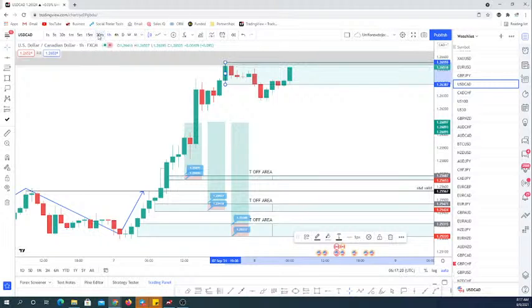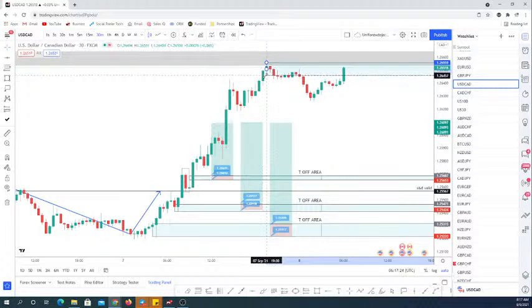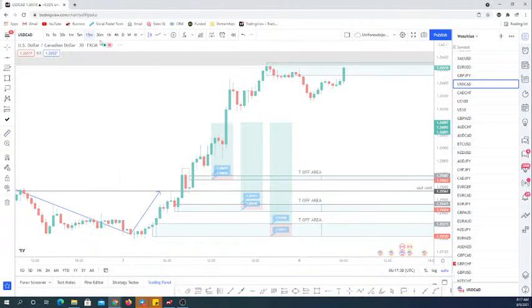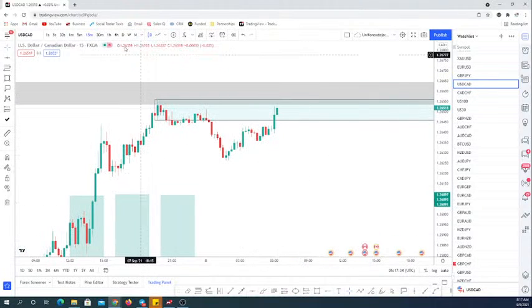So we do see a bit of a sell as is right now, but like I said, you need to confirm your trade with the lower time frames. 10 pip stop loss, so if you go down to the lower time frames, you want to see what price action is doing.